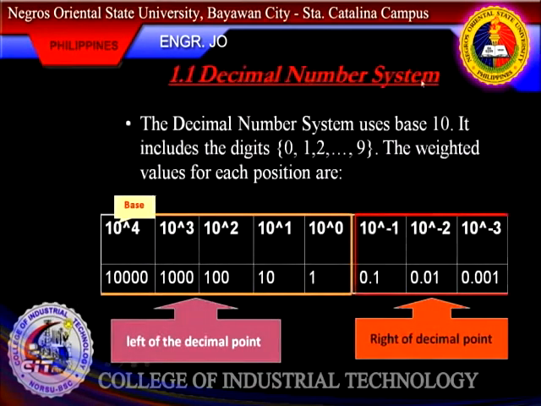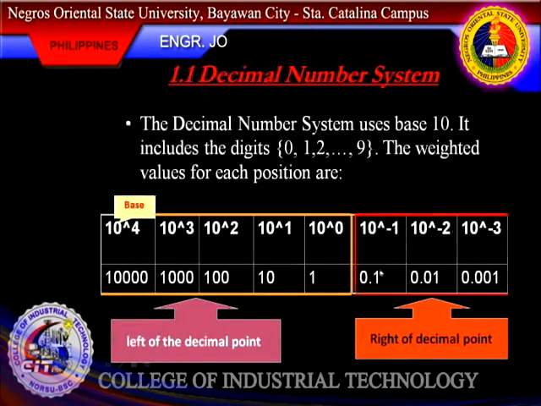Okay, so the decimal number system. The decimal number system is base 10. It includes the digits 0, 1, 2, 3, 4, 5, 6, 7, 8, 9. So 10 is a combination of 1 and 0. 20 is a combination of 2 and 0, and so on and so forth. The weighted values of its positions are actually the ones to the right of the decimal point.